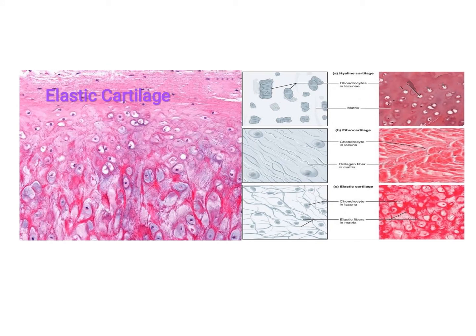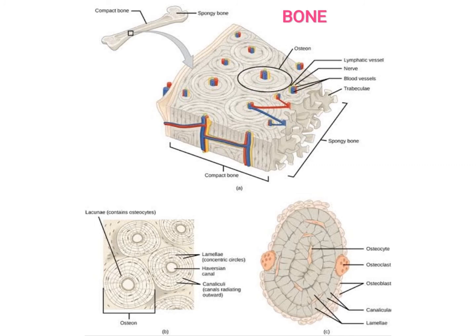Elastic cartilage contains some collagen fibers and a high number of elastic fibers and has chondrocyte cells and lacunae. This cartilage has a high degree of flexibility and is found in the external ear and epiglottis, which prevents swallowed food from entering the trachea. Bone is the second type of supportive connective tissue.